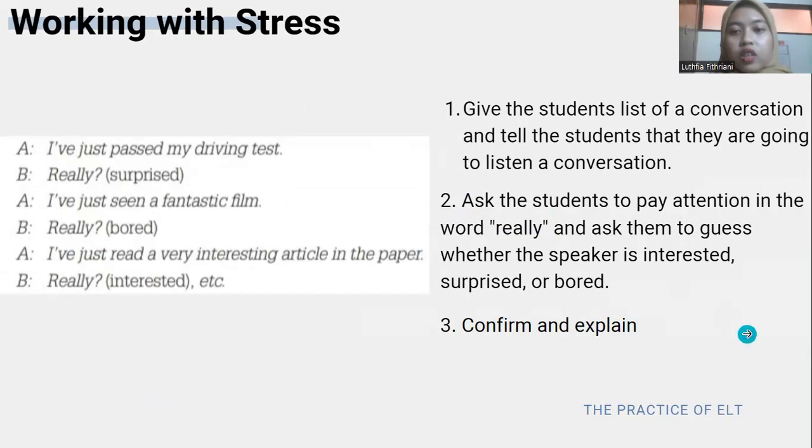Ask the students to pay attention to the word really and ask them to guess whether the speaker is interested, surprised, or bored. After that, the teacher should confirm and explain. This is the example of the conversation. So the students should pay attention to the word really and guess if it is surprised, bored, or interested. When the students finish, the teacher should confirm and explain.